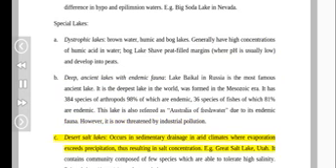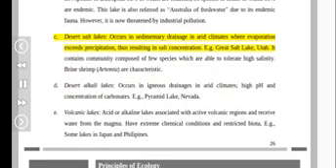C. Desert salt lakes. Occurs in sedimentary drainage in arid climates where evaporation exceeds precipitation, thus resulting in salt concentration, e.g., Great Salt Lake, Utah. It contains a community composed of few species which are able to tolerate high salinity. Brine shrimp Artemia are characteristic.